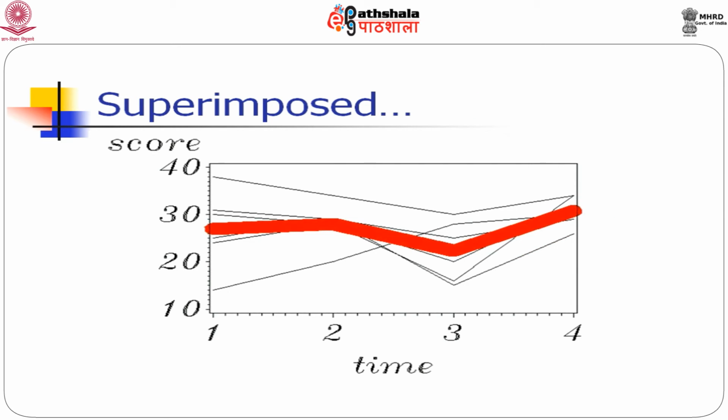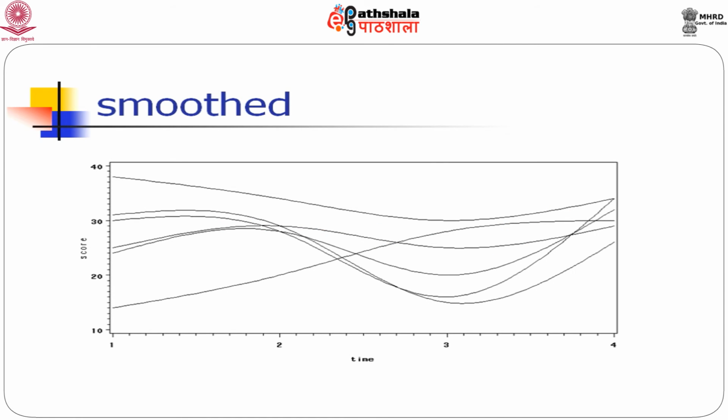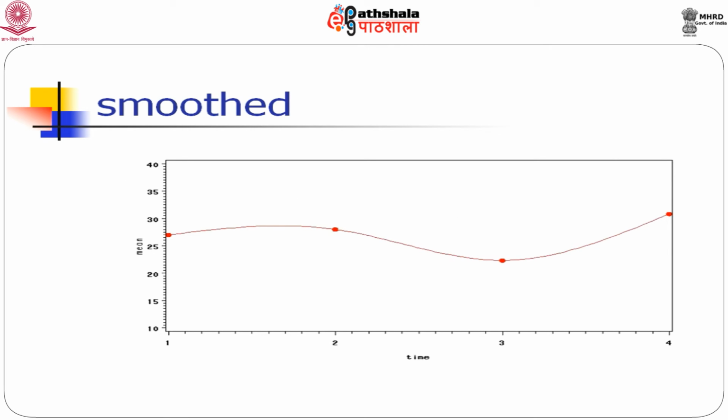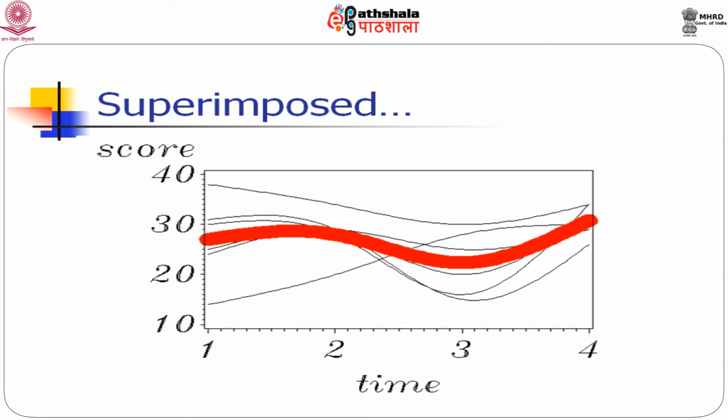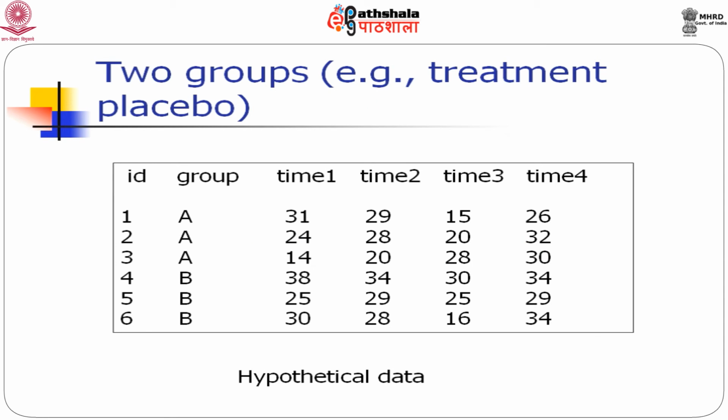When you superimpose, what do you superimpose? We superimpose the mean plot, and this shows a figure like that. This is the superimposed plot, all right. And then the smooth curve can be drawn this way. This is the mean smooth curve and the superimposed curve once again.